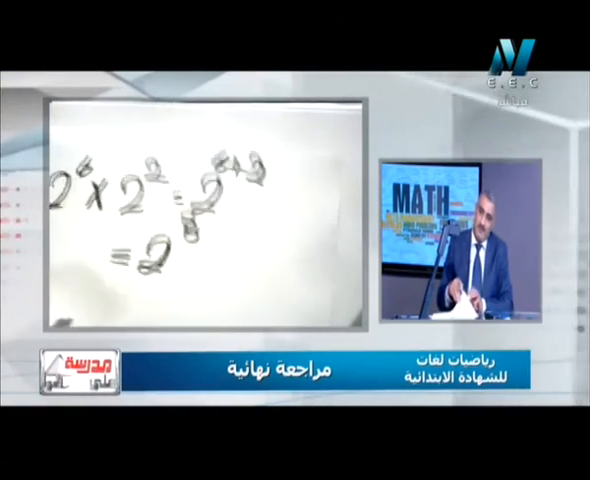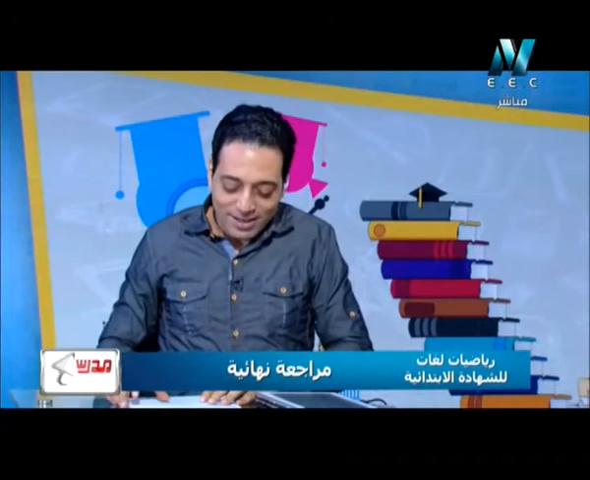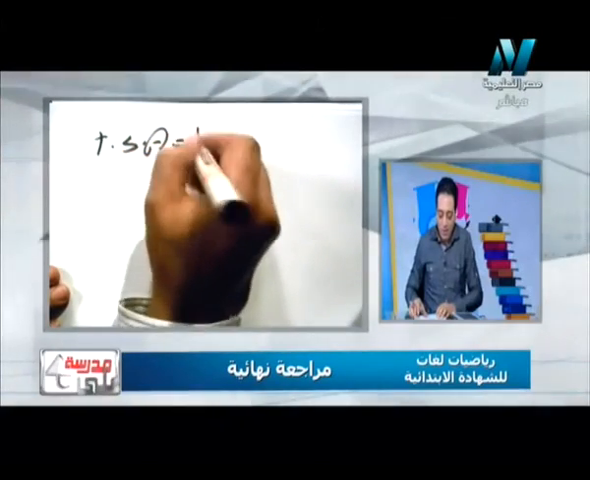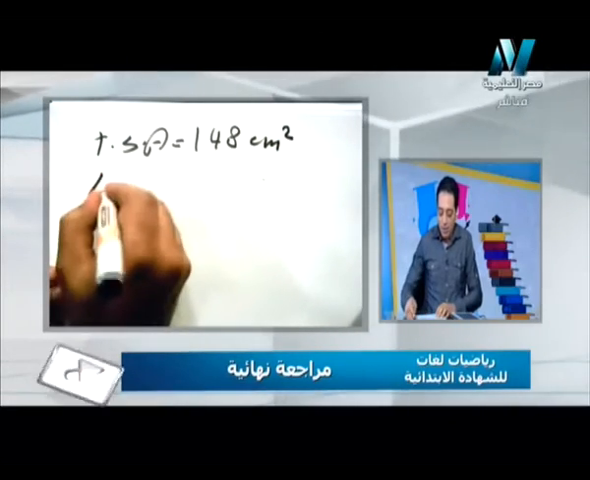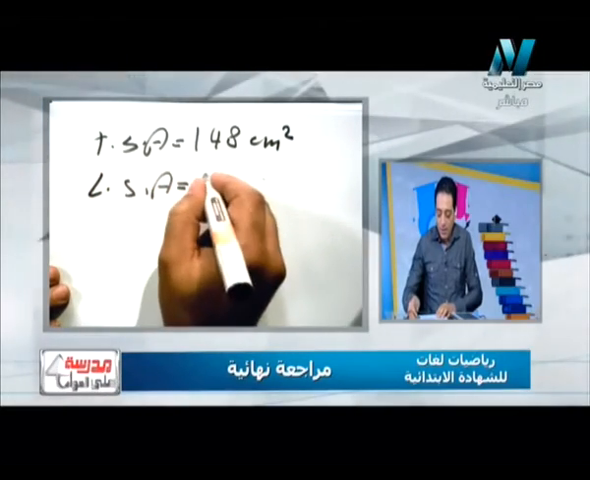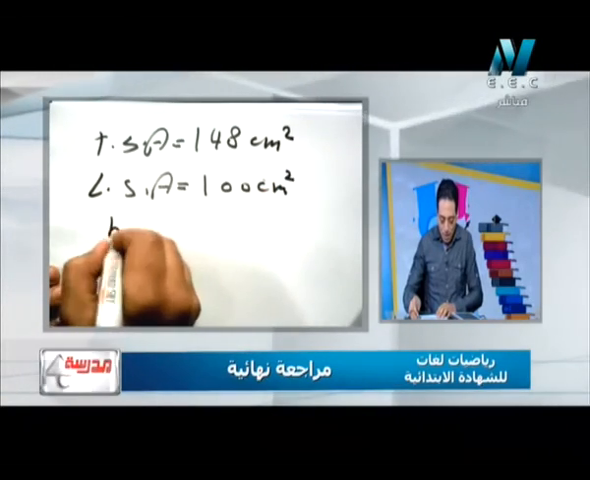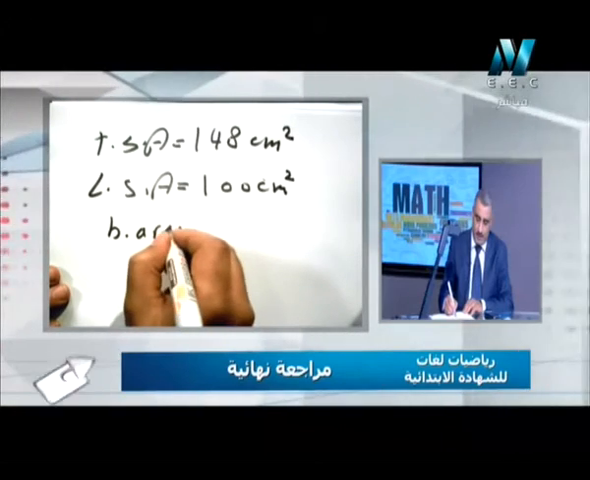Okay. All right. Another one. A cuboid of TSA 148 centimeters square, and LSA 100 centimeters square. Its base area equals how many centimeters? Excellent. Brilliant idea.